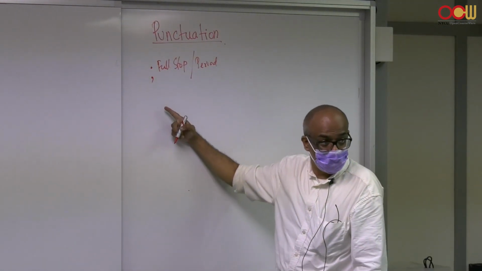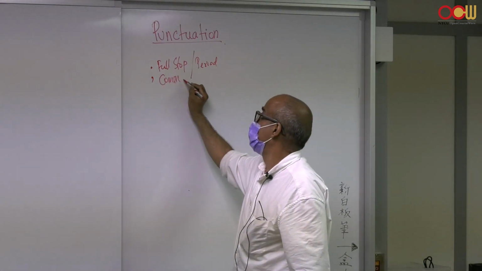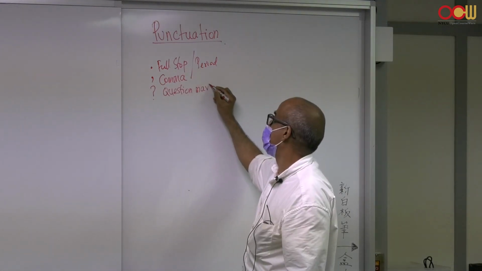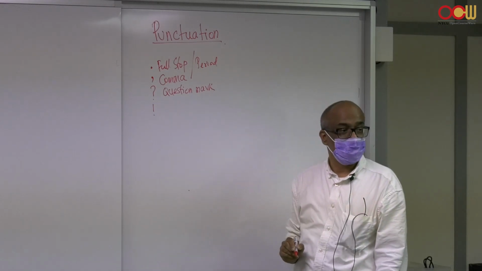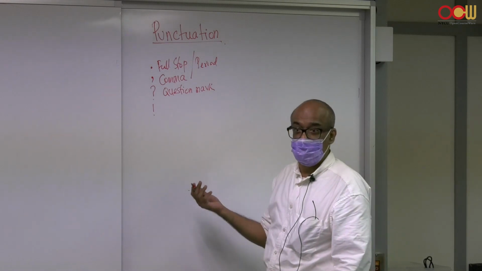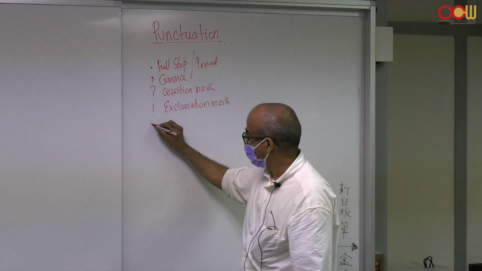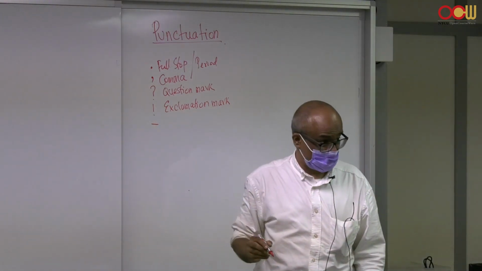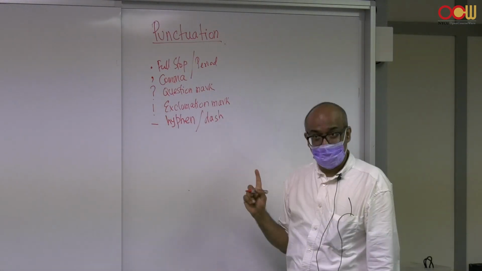What is this? This one? Yeah, it's basically surprise. So in English it is called an exclamation mark. What is this? Hyphen, yes, hyphen or dash. So this is called hyphen or dash.